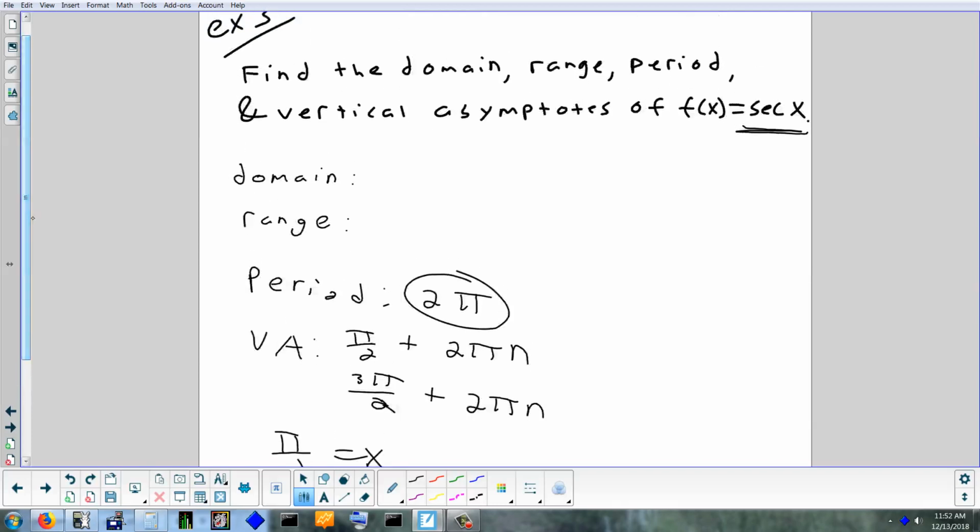Okay, now your domain. That's what you're allowed to plug in for x. What are you not allowed to plug in for x? And we kind of already described them. You're not allowed to plug in anything for x that would give you a what? An asymptote. That's what you can't plug in. So for the domain, I would just say all reals except ones of that form. So except the ones that would be vertical asymptotes. If you wanted to be specific, you could say all real numbers except any number that looks like this, and then you could write that down.